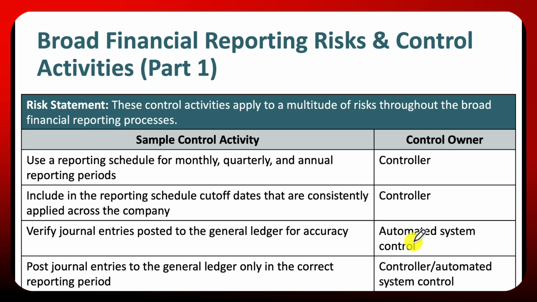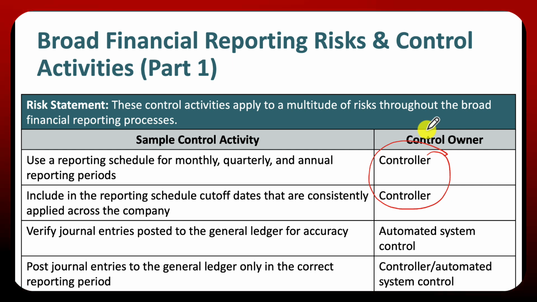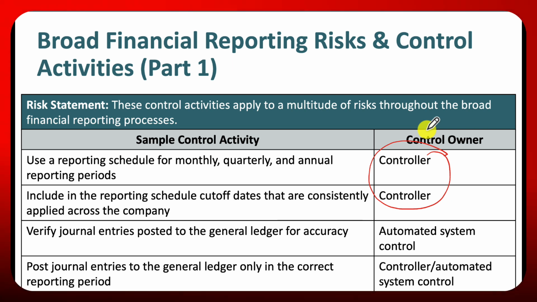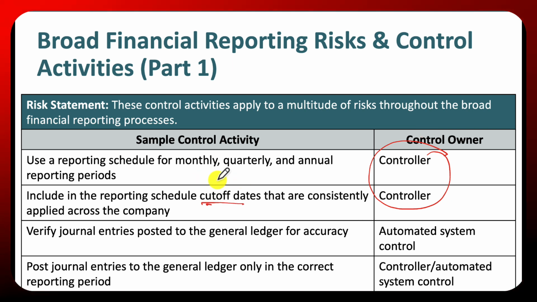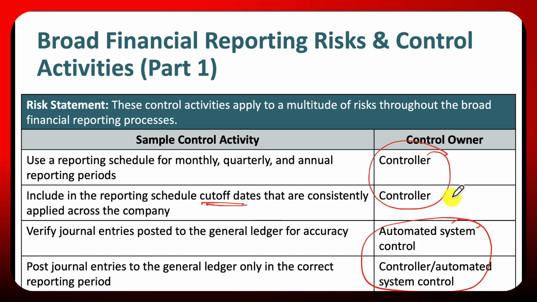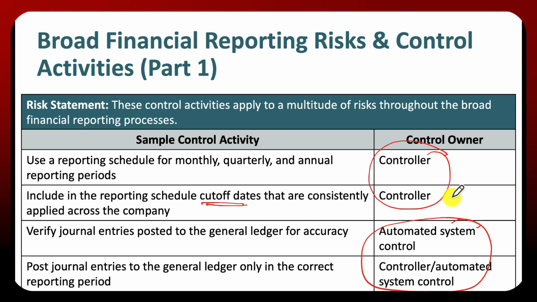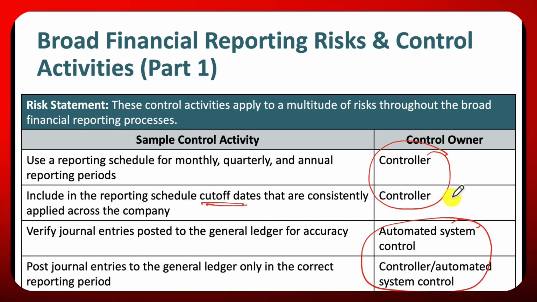Additionally, we might want to discuss broad financial reporting risks and controls. Here you see that the controller has a responsibility over using a reporting schedule for our monthly, quarterly, and annual reporting periods. In addition, he or she may include the schedule, and we might have cutoff dates that are consistently applied across the company. We might also have the automated control system and the controller look at journal entries that are posted to the GL for accuracy and making sure that those journal entries are posted in the correct reporting period.